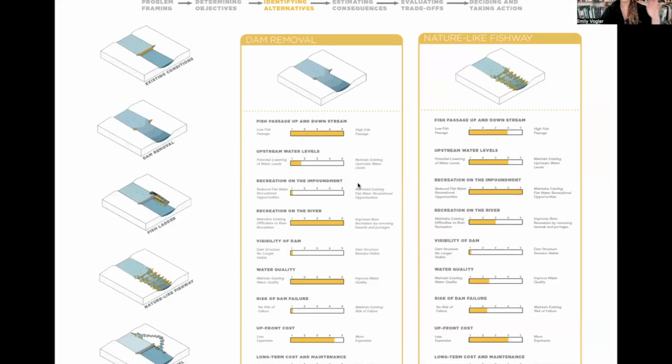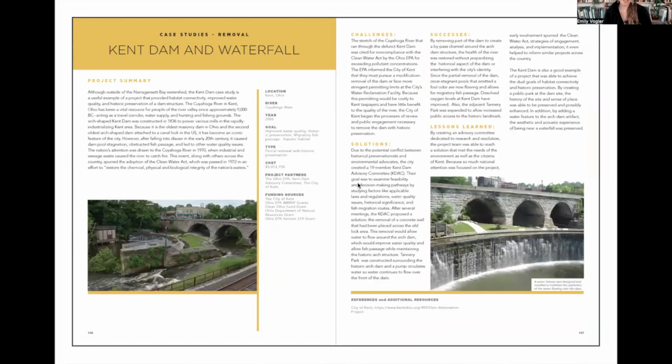Then we have identifying alternatives. And like I said, this is where I rely heavily on case studies at this point, because case studies are a great way to help a community start to understand what other communities have done, but also to get them to start to brainstorm and think creatively, right? We have compiled a series of case studies. It's just the tip of the iceberg. There are many more out there that would be great to include.